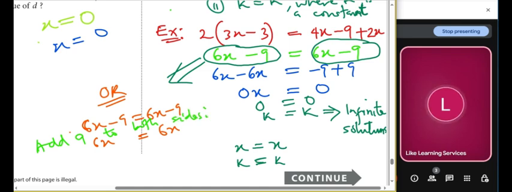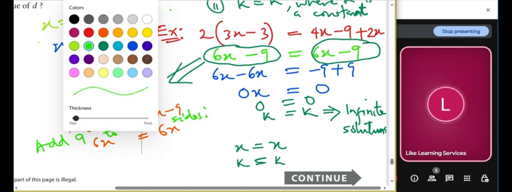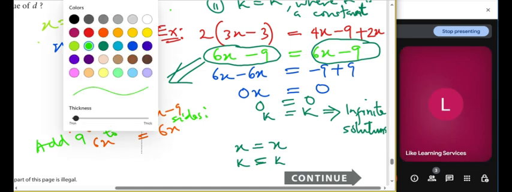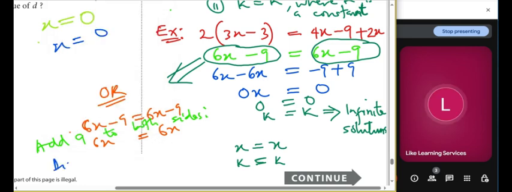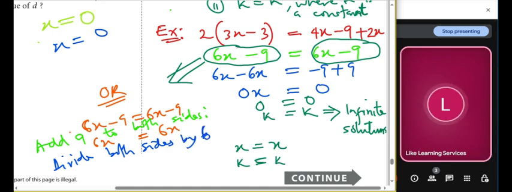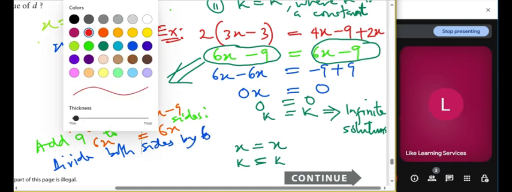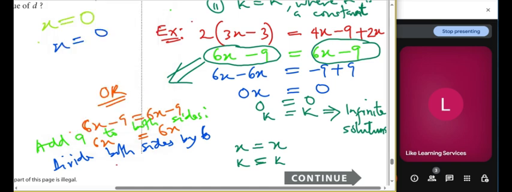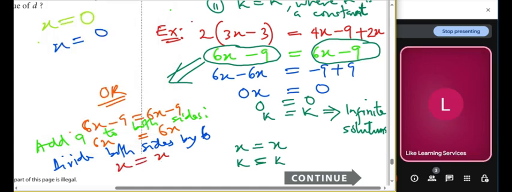Are you still here? Yes, I am. If you add 9 to 6x minus 9 equal to 6x minus 9, what will it become? 6x equal to 6x, isn't it? Because the 9 will cancel that. Okay, divide both sides by 6. So it's like an infinite. Divide both sides by 6, what will you get? x is equal to x, which proves this.